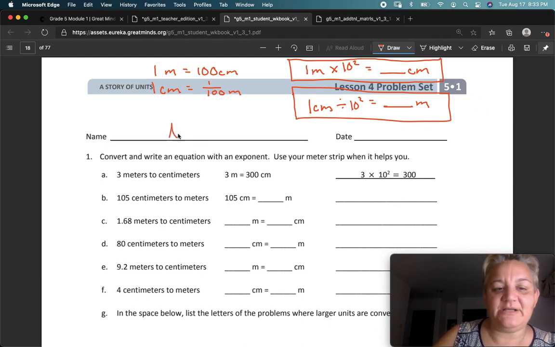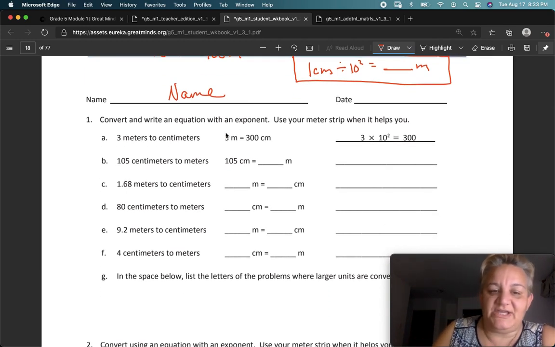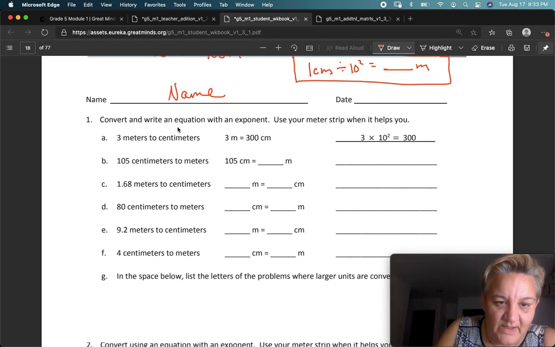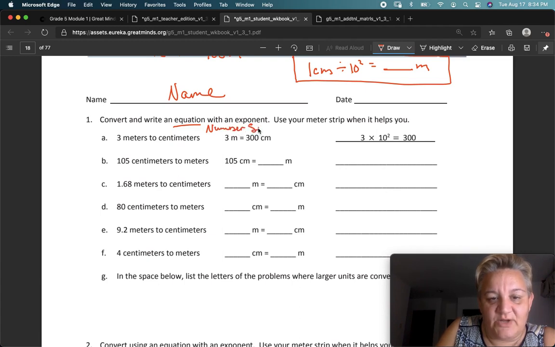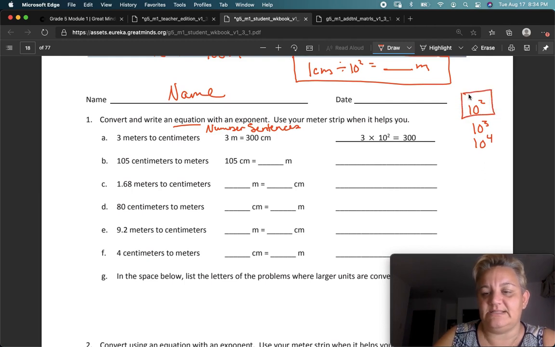All right, make sure you have your name on your paper. And let's start right away. Convert and write an equation, okay? An equation, sometimes we call them number sentences. We're going to write number sentences or equations with an exponent. So if it has to have an exponent in it, it's probably going to be 10 squared because we're using centimeters and meters, but it could be 10 to the third, 10 to the fourth. I don't think so. I think we're going to stick with 10 squared, okay?